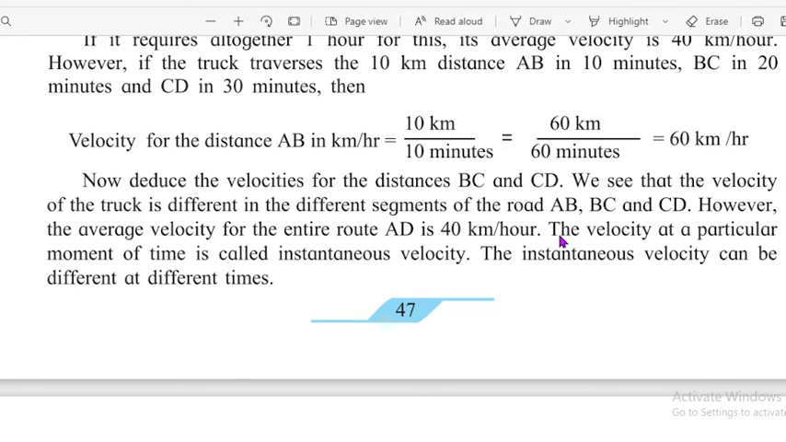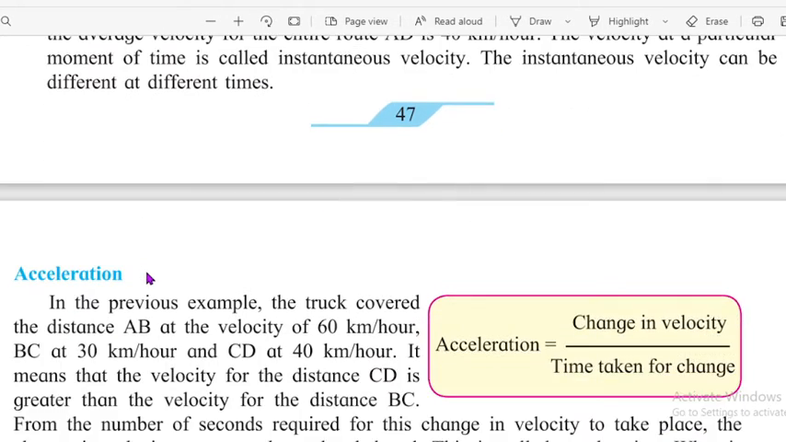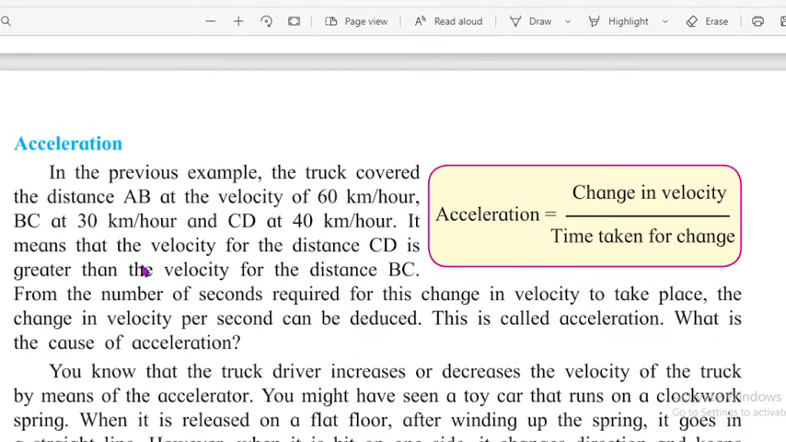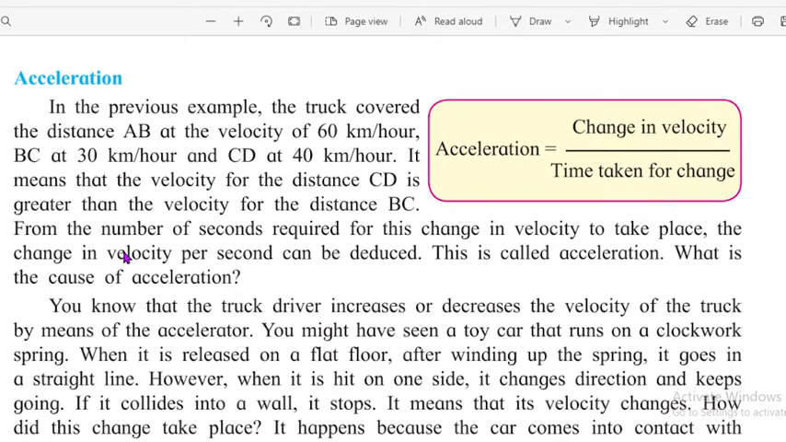The velocity at a particular moment of time is called instantaneous velocity. The instantaneous velocity can be different at different places. So we see that its velocity will be different at different places. Now let us see about acceleration.